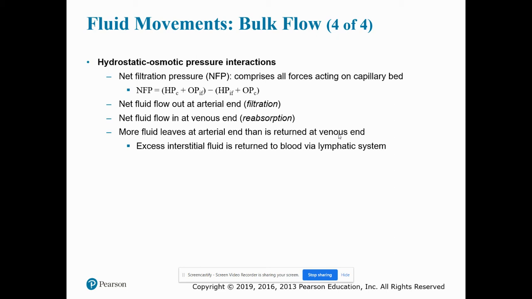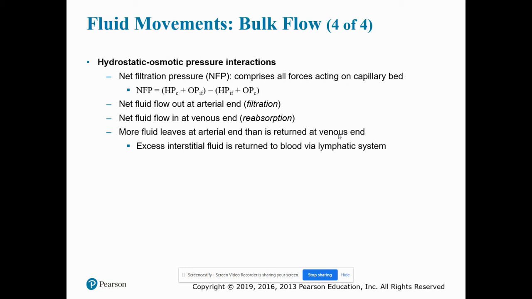So when we're trying to figure out the interactions, we need to look at all forces that are acting on the capillary bed, and we come up with net filtration pressure. And this is calculated by taking the hydrostatic pressure of the capillaries and adding the osmotic pressure of the interstitial fluid and subtracting the hydrostatic pressure of the interstitial fluid plus the osmotic pressure of the capillaries. Net fluid flow out of the arterial end is filtration, and fluid in at the venous end is reabsorption. More fluid leaves at the arterial end than is returned at the venous end, and then excess interstitial fluid is returned back via the lymphatic system.